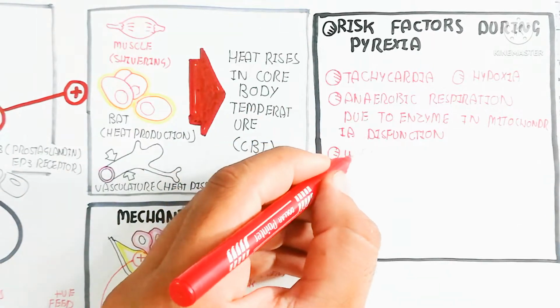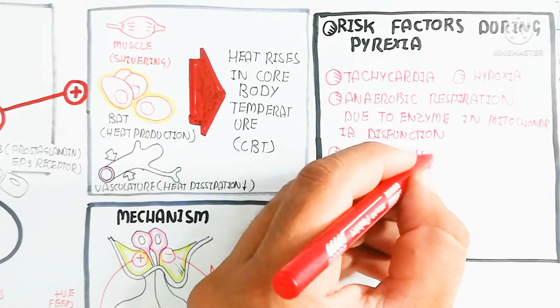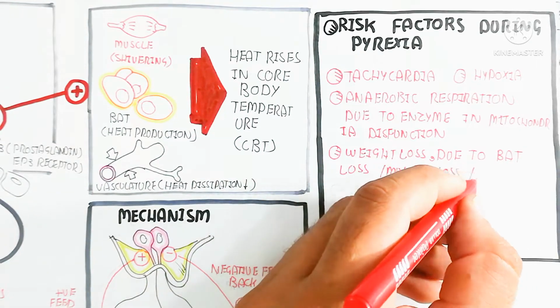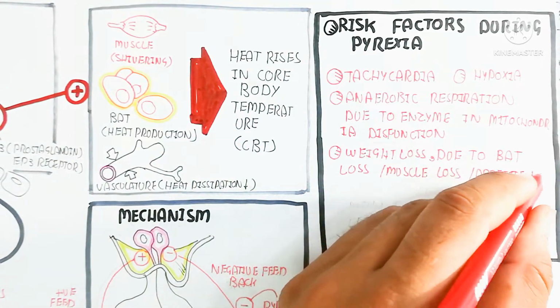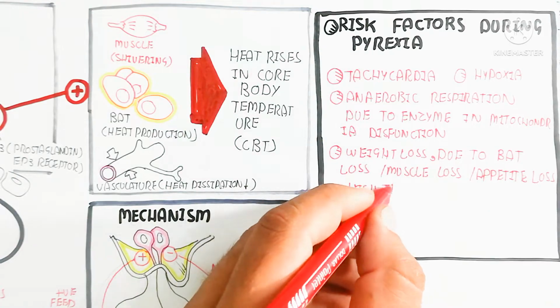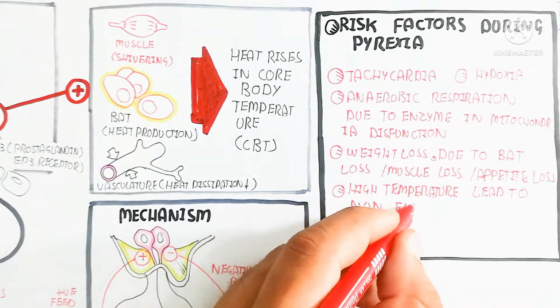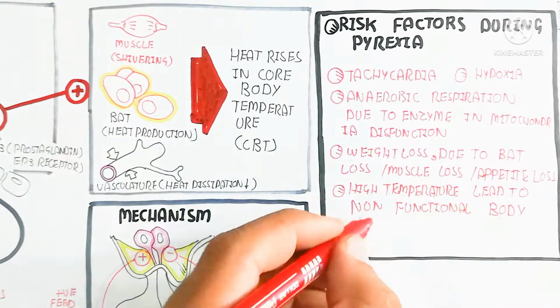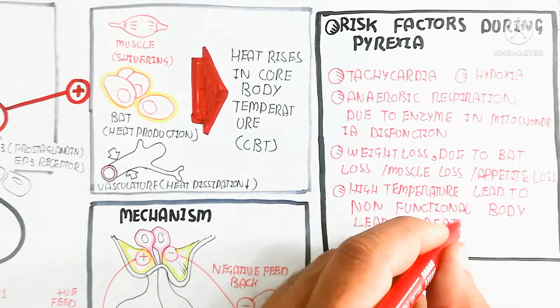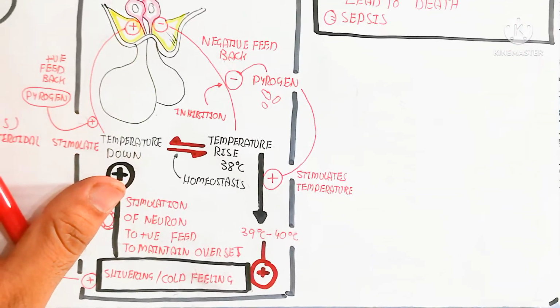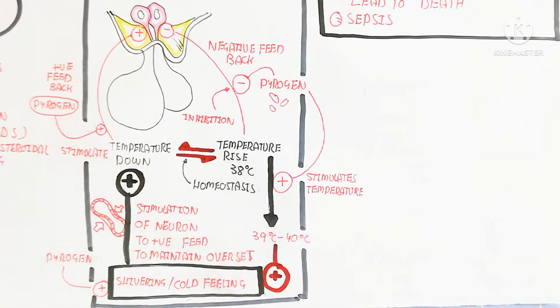So that is why anaerobic respiration, glycolysis, will lead to lactic acid fermentation, and this lactic acid will lead to acidosis, and weight loss due to brown adipose tissue loss and muscle loss, and appetite loss because the enzymes will not work. High temperature leads to a non-functional body and leads to death and sepsis.